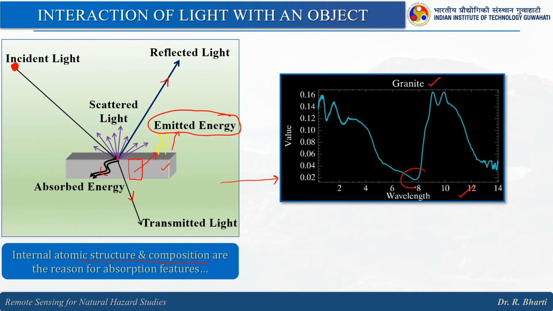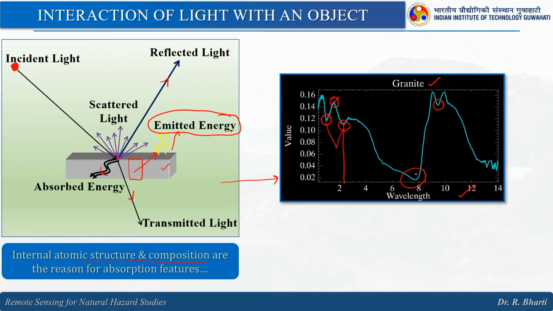You can see there are a few troughs here and there are some peaks, right. In remote sensing we are bothered about these troughs. Why are these troughs happening? Because these are the energies which are absorbed by the target. There is no reflection from the target in these wavelengths, that is why it is low. If it is absorbed, that means the material composition and the internal atomic structure has something to do with this particular wavelength, right.